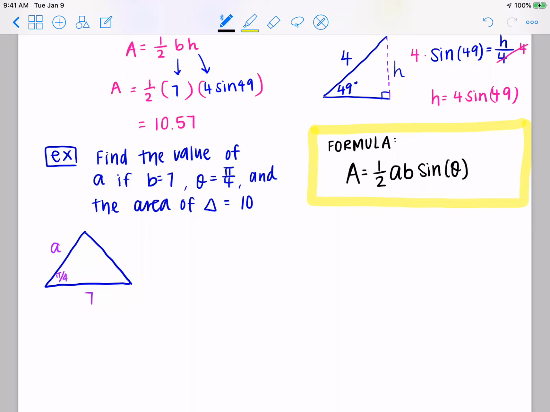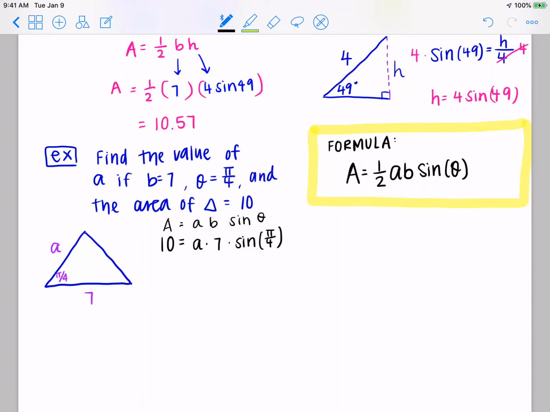So go back and fill in our information. If big A is our area, so we have 10 equals 1/2 AB sine theta, right? So A is still A, B is 7, and sine theta now is pi over 4.